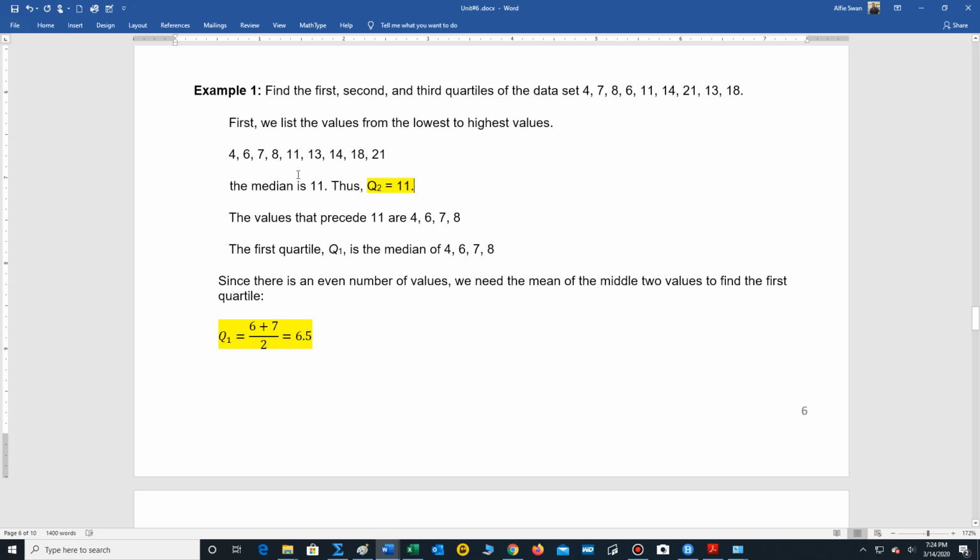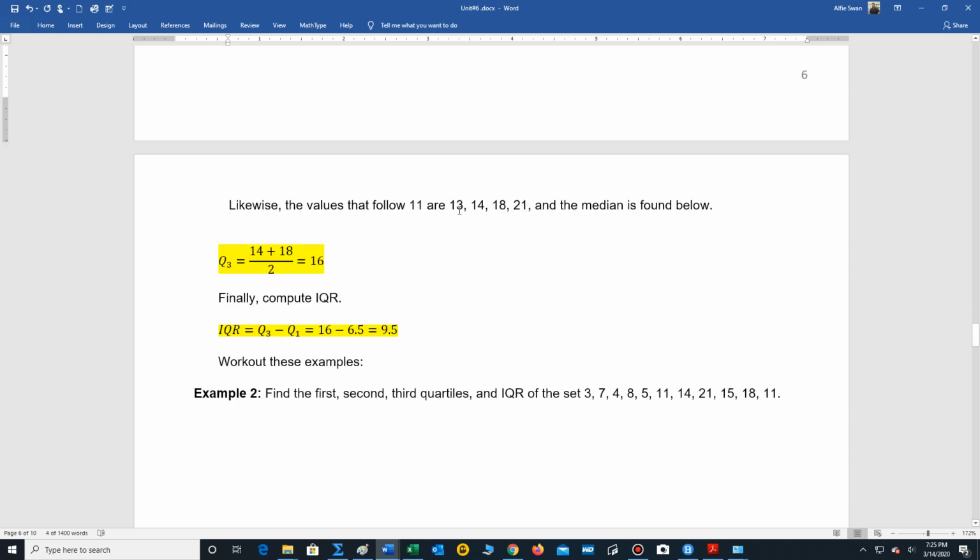Next, we focus on those values that precede 11. And those values would be, in this example, 4, 6, 7, and 8. We're going to use these values to find quartile 1. So we just take the median of these four values. And the median is found by taking, since there's an even number of values, we add the two middle values together, 6 and 7, and divide by 2. Thus, quartile 1 is 6.5.